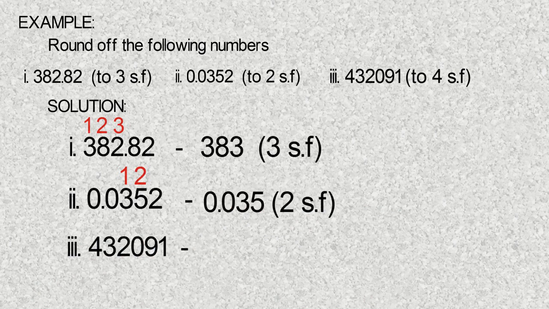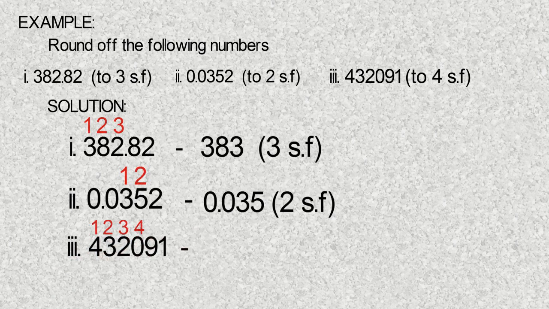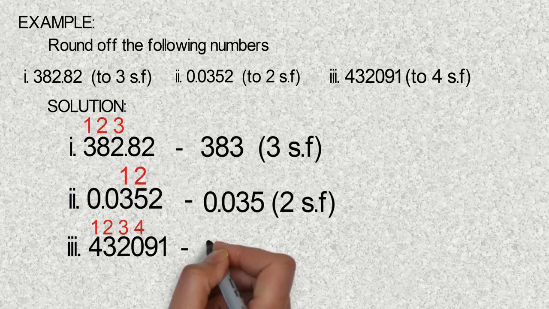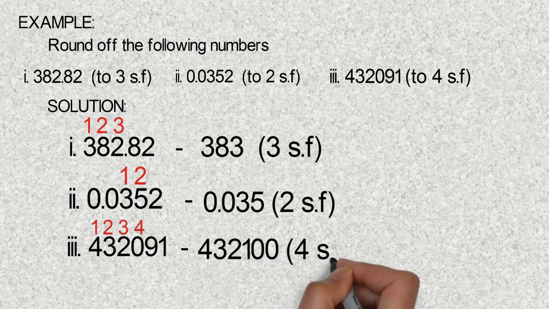Then the third one says 432091 to 4 significant figure. So let's start our counting. I have 1, 2, 3, 4. Can you see that? Our fourth significant figure is 0, and the next digit to it is what? 9. So we round it up to 1. So we add it to 0, which will give us 1. So we have 432100 to 4 significant figure.